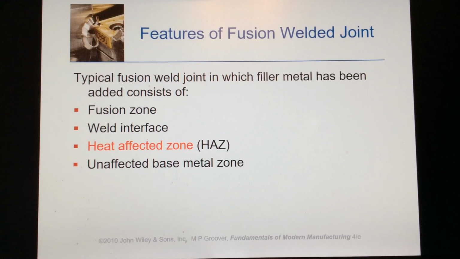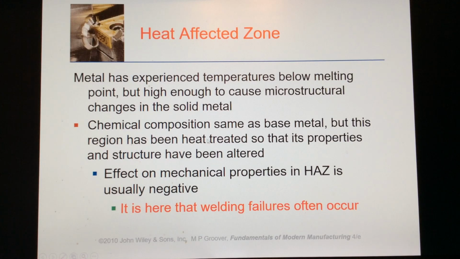Okay, so these are the features as we showed you: the fusion zone, the heat affected zone. That's why this is in red, because it's very, very important. And as we just explained, the composition changes all around that. So that definitely affects the mechanical properties in the heat affected zone, and usually, as this says, negatively. I wrote this in red because that's true. That's where most of the welding failures occur, in this heat affected zone.